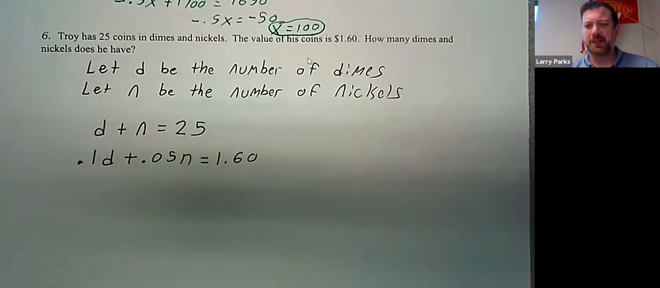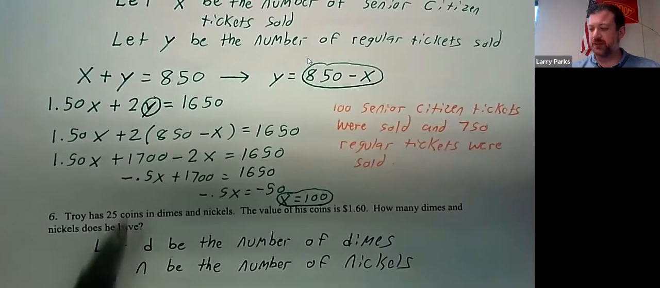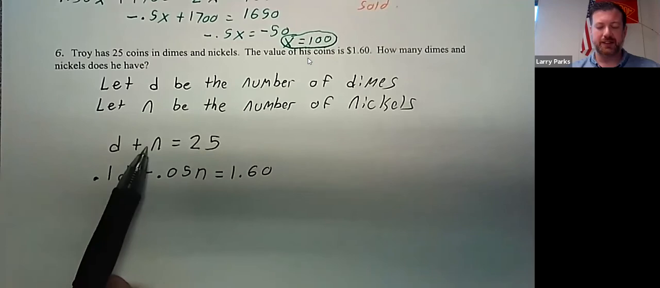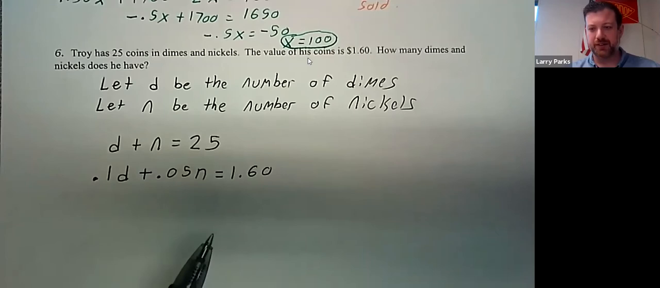So this problem is just like the other one. Just for sake of time, and to show you more examples, I will let you finish this one yourself, but it looks just like this one. So I would do the same thing. I would solve for X or Y and substitute it in. On this one, I would isolate for D or N, and then plug into the other equation. Okay, so we'll just set this up and then you would solve from here.